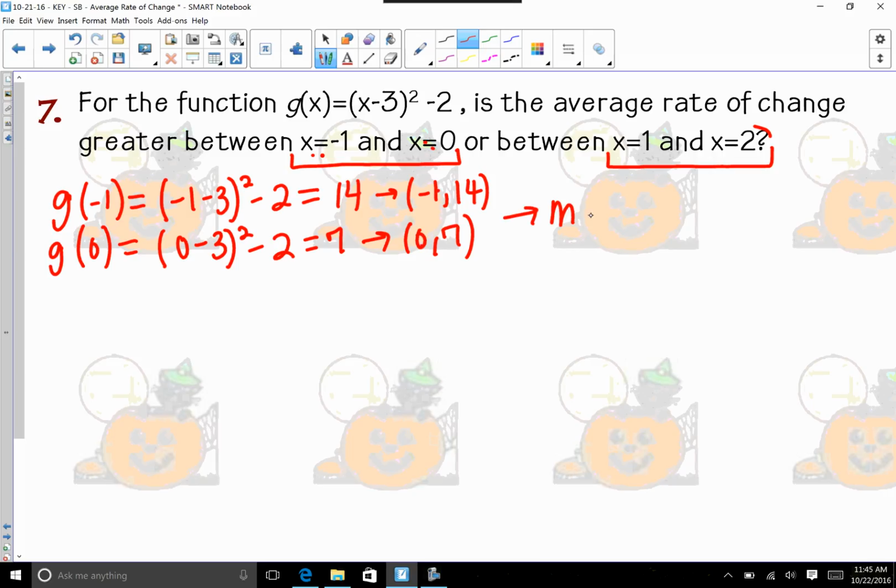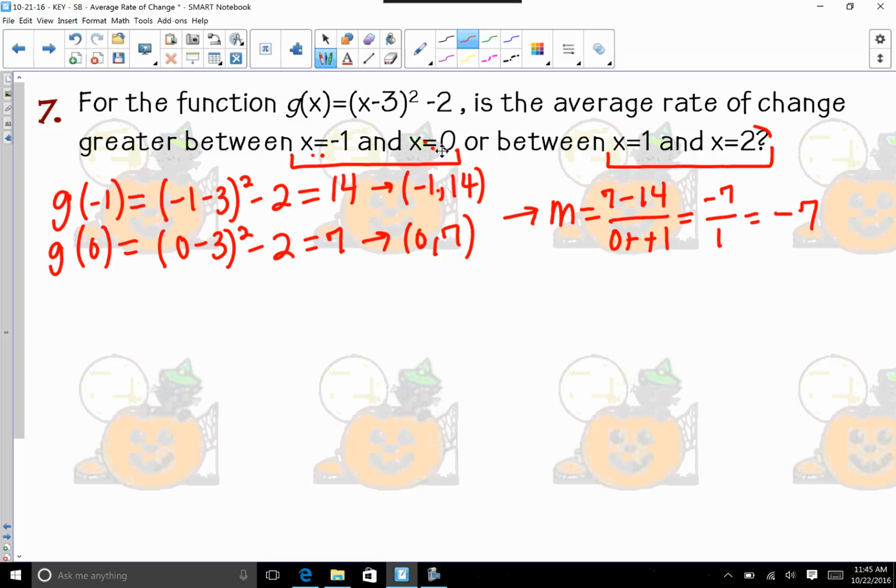Now I'm going to find the average rate of change, y2 minus y1 over x2 minus x1. That gives me 7 minus 14 over 0 minus -1. Minus a negative becomes a positive. I get -7 over 1, which is -7. So that's the first interval: from -1 to 0, the average rate of change is -7.